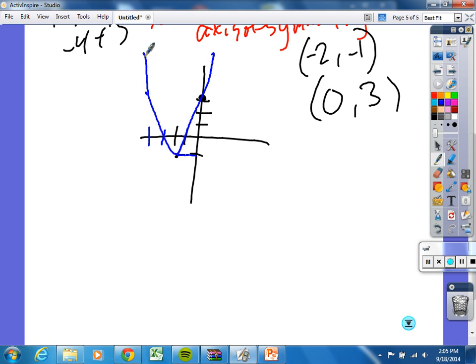And there's my graph. So what do we need to find to graph a parabola? You need to find your vertex. How do we do that? Negative b over 2a. Okay? After you get that, you get your y-intercept. You plot that point. And then you use symmetry to find the other one.